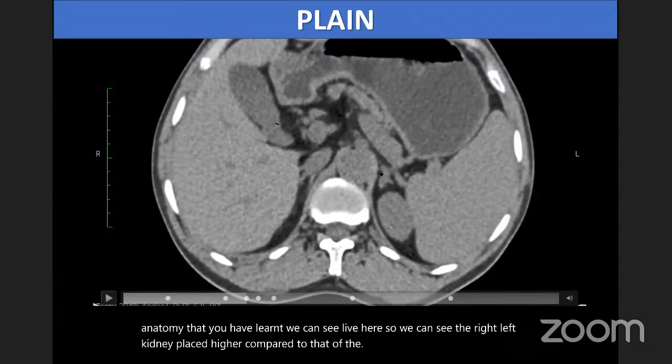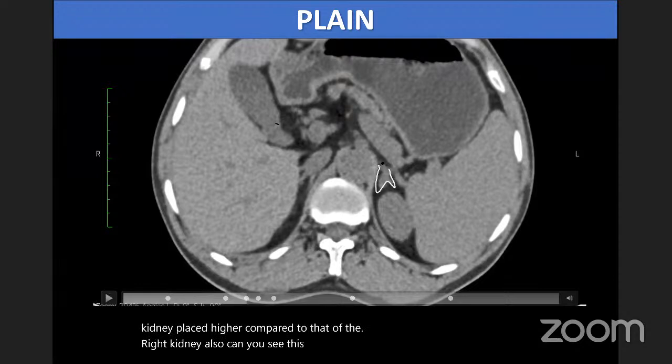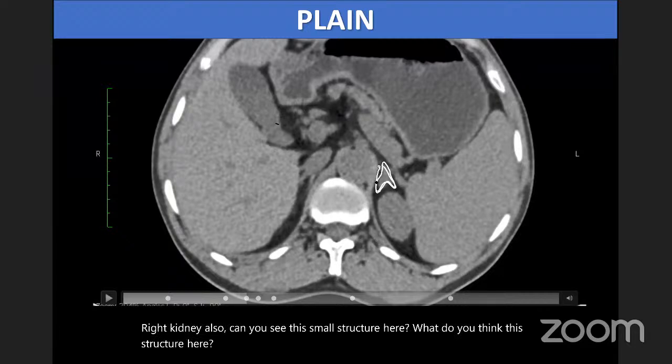Also, can you see this small structure here? What do you think this structure is?